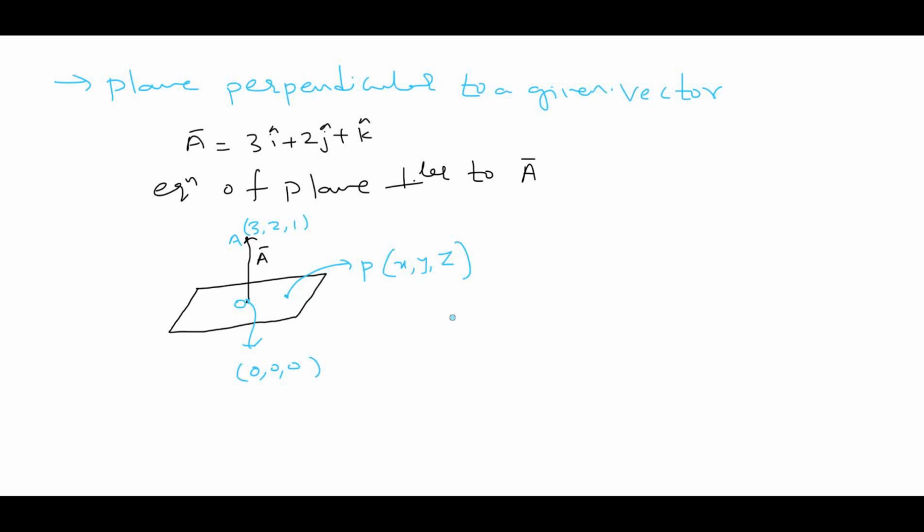So what is the vector P? That is x i cap plus y j cap plus z k cap.